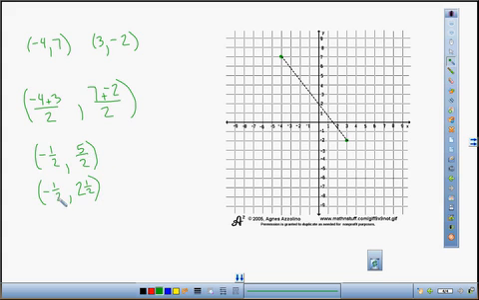So that means that our midpoint should be -1/2, which would be here, and up 2.5, which would put us right here. So that is our midpoint. Exactly halfway. And that looks pretty darn close to halfway to me. Alright, so this is the midpoint formula.